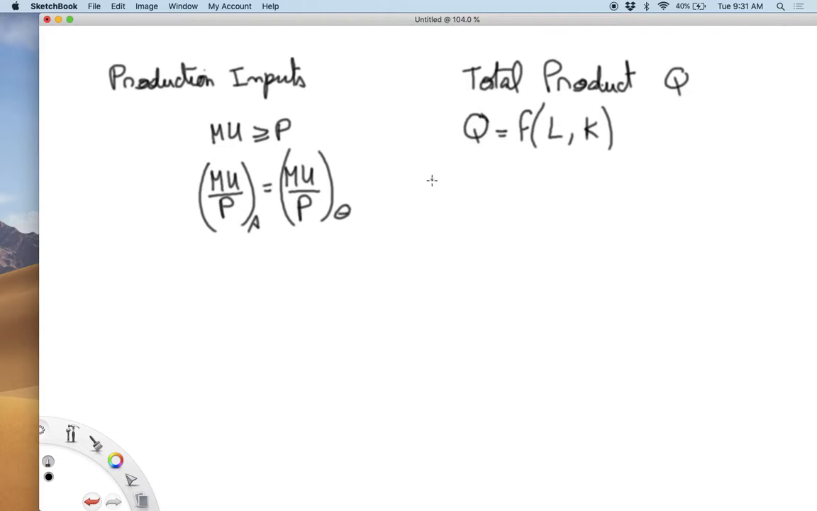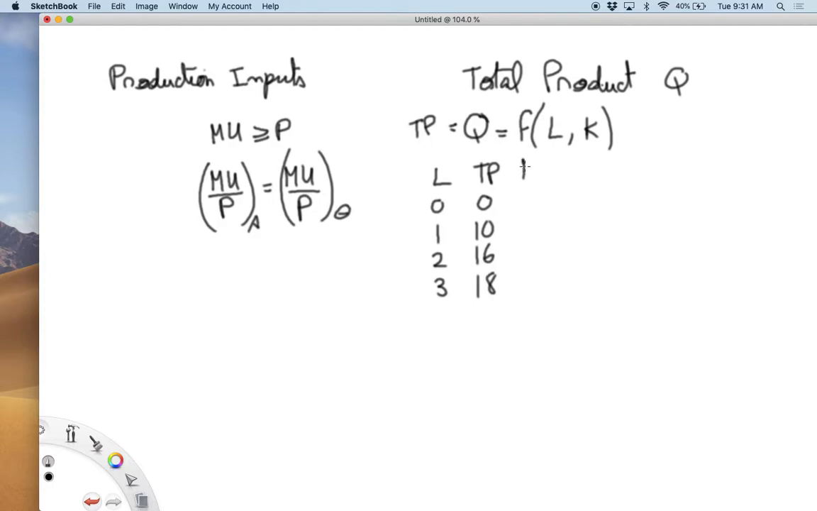So let's say that I tell you that labor, okay, total product, or Q, total product, okay? With 0 workers, you have 0 total product. With 1 worker, you have 10 units produced. With 2 workers, you have 16 units produced. With 3 workers, you have 18 units produced.